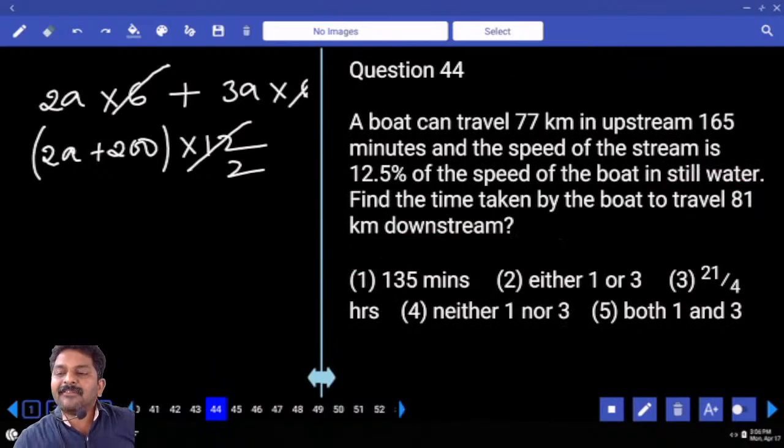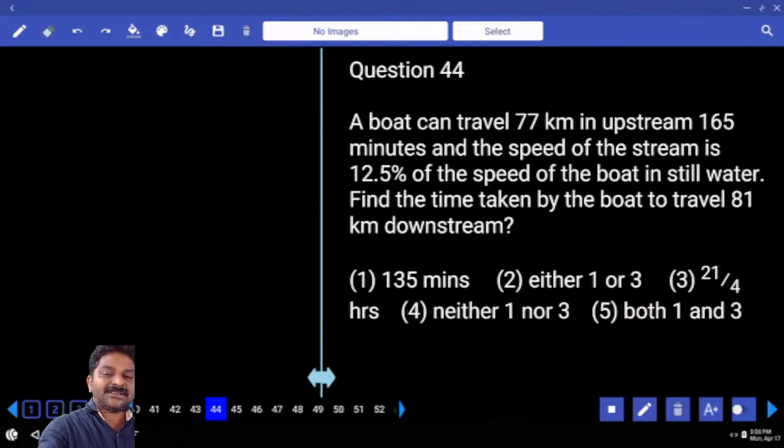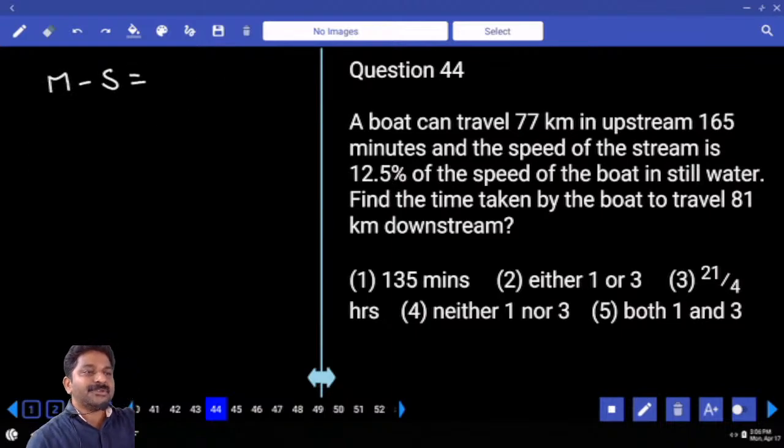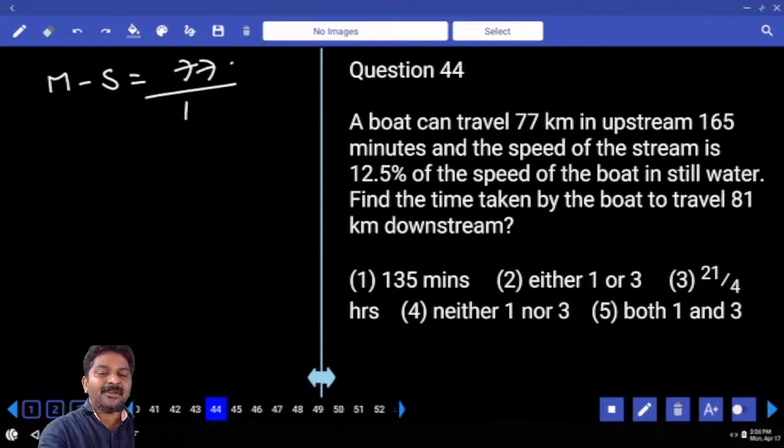A boat can travel 77 kilometers upstream in 165 minutes. So how do you calculate upstream speed here? Instead of using the formula distance by time, with distance covered 77 kilometers and the time 165 minutes converted to hours by dividing by 60, I don't want to use this. So how do you calculate speed here?